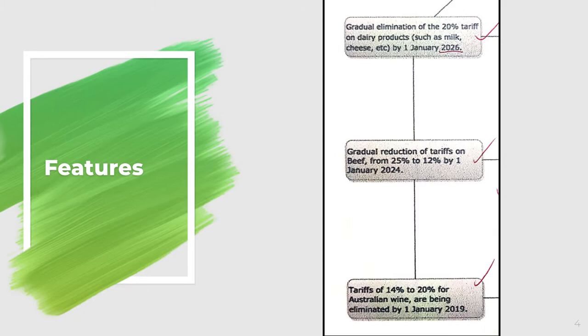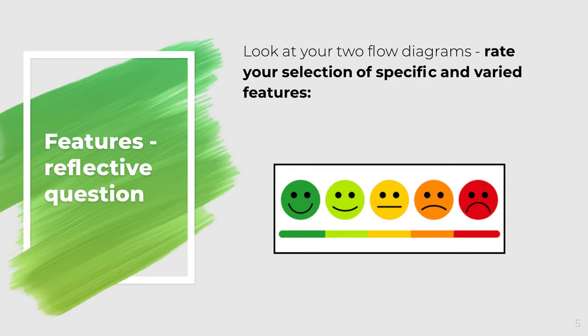So just have a look at your features and think, were they as specific and measurable as the ones given here? So rate your use and selection of specific yet varied features. Okay, were yours specific or were they general? But also, did you have that variety as well, or were the features that you provided quite narrow?